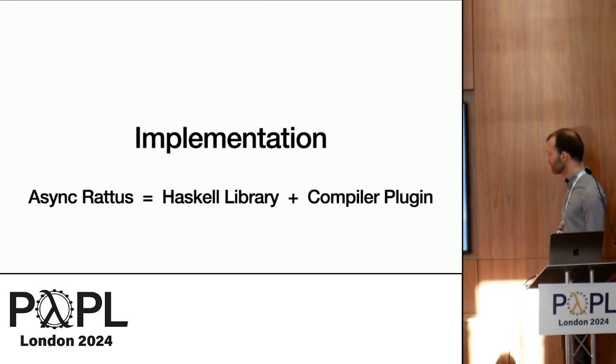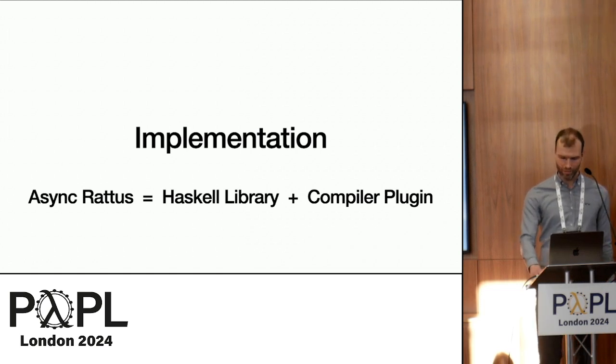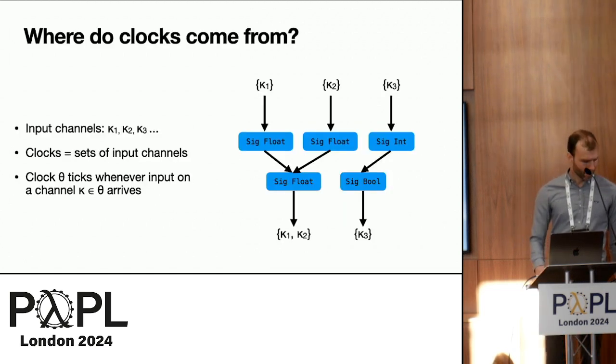As I mentioned, it consists of two components, right? On the one hand it has the Haskell library, and then a plugin for the Haskell compiler. But before I go into the details, I have to take a step back and tell you more about where these clocks come from, right?